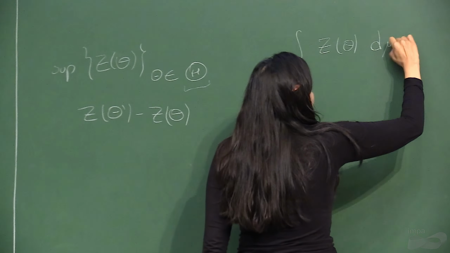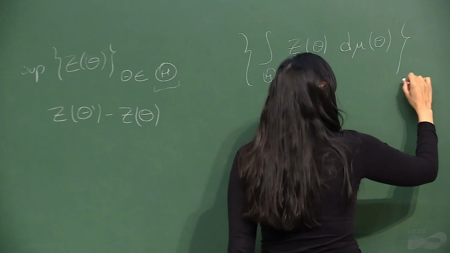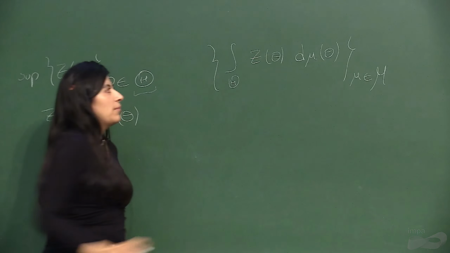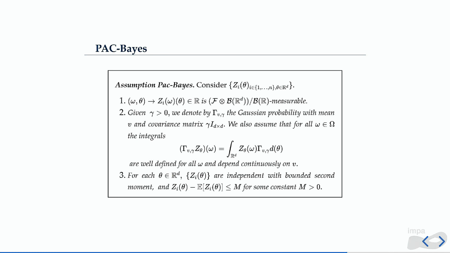So we're going to look at this, where this M is going to be a suitable family of distributions over the parameter set. The core of this proof is that we develop a kind of Bernstein type inequality for the empirical process. If we want to control this, here the mu is going to be the Gaussian measure, that is, the Gaussian probability distribution with mean V and covariance matrix gamma identity.